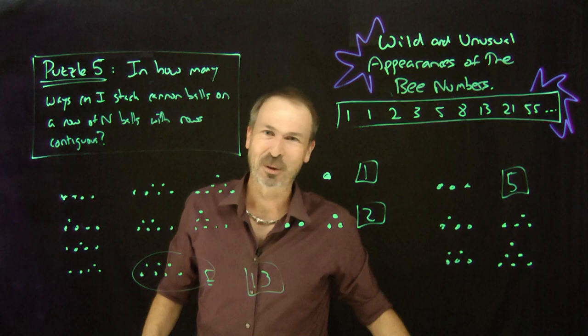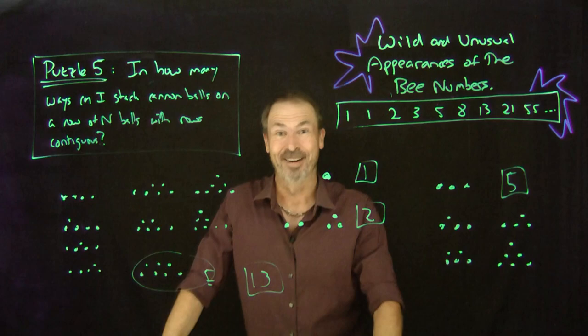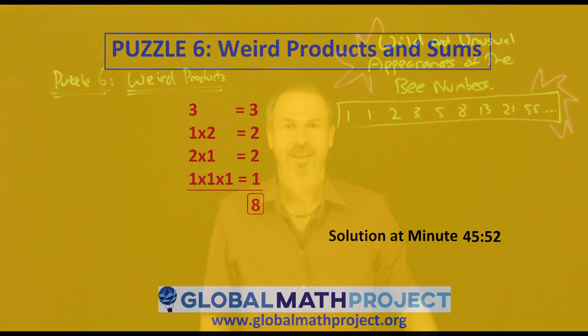So here's my next question. How can we see our way through those B numbers and realize that these B numbers, at least every second one, is counting stacking cannonball patterns? Wow, there's a lot of connections going on. The fun just doesn't stop.